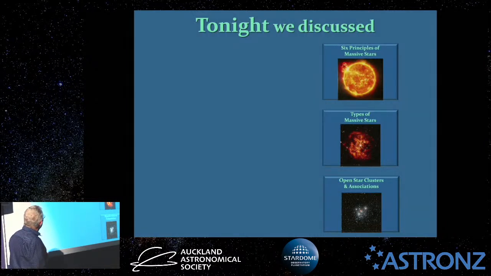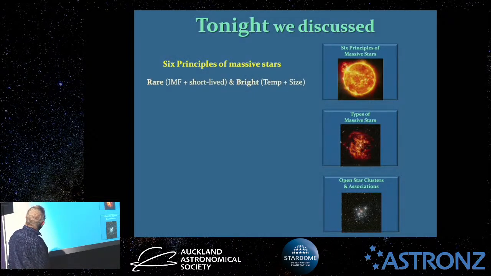Okay, so let's wrap up what we talked about tonight. We talked about 6 principles of massive stars. We said they were rare due to the initial mass function. Nature's got a bias to having more smaller stars and much fewer larger stars. Remember, just those O and B stars make up less than 1% of all stars on the main sequence. They're also very short-lived because they burn through their fuel so quickly, so that adds to their rareness.